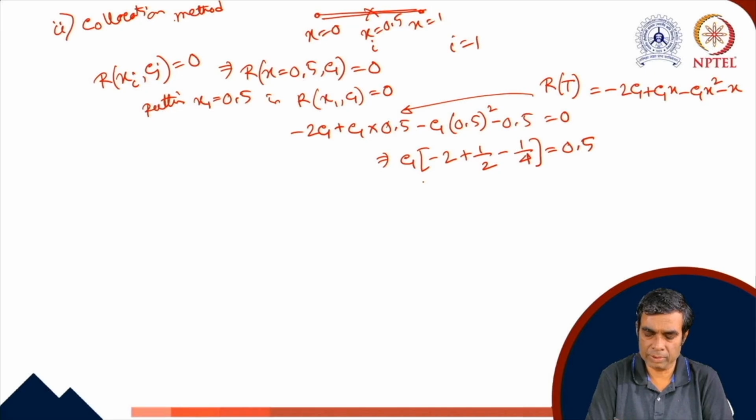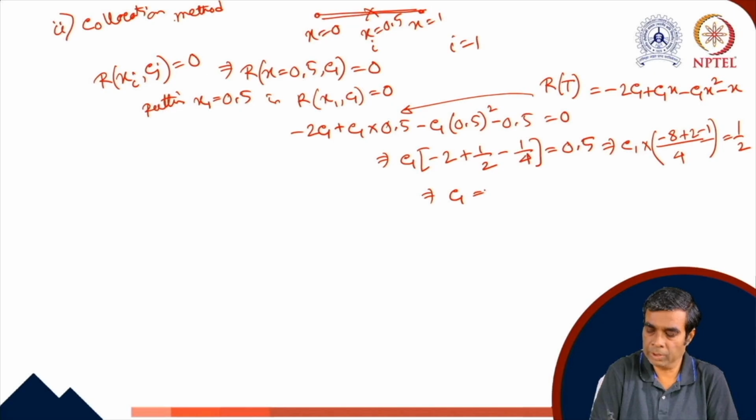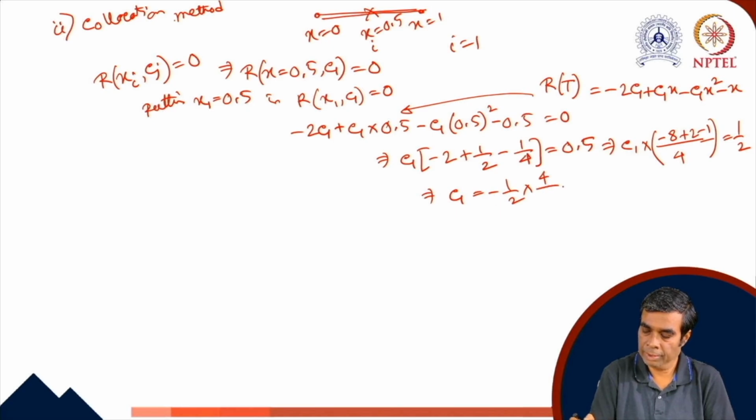So c1 into minus 2 plus half minus 1/4 is 0.5. From here we are getting c1 into, with denominator 4, minus 8 plus 2 minus 1, equals half. From here c1 equals minus half into 4 divided by 7. So c1 equals minus 2 by 7.